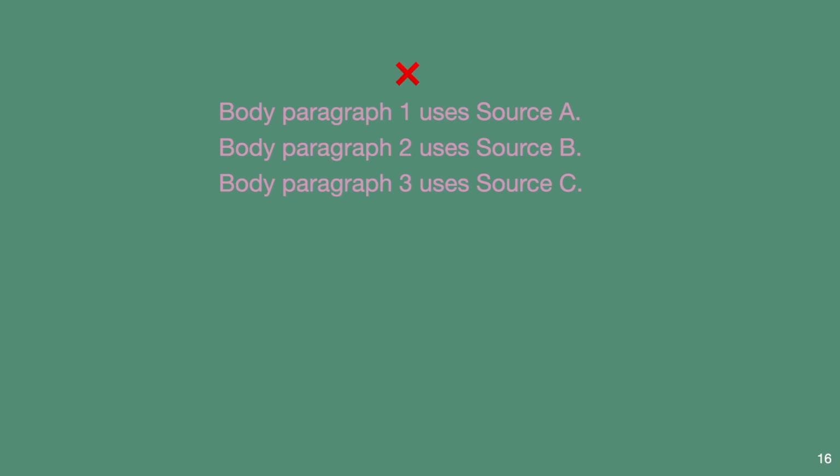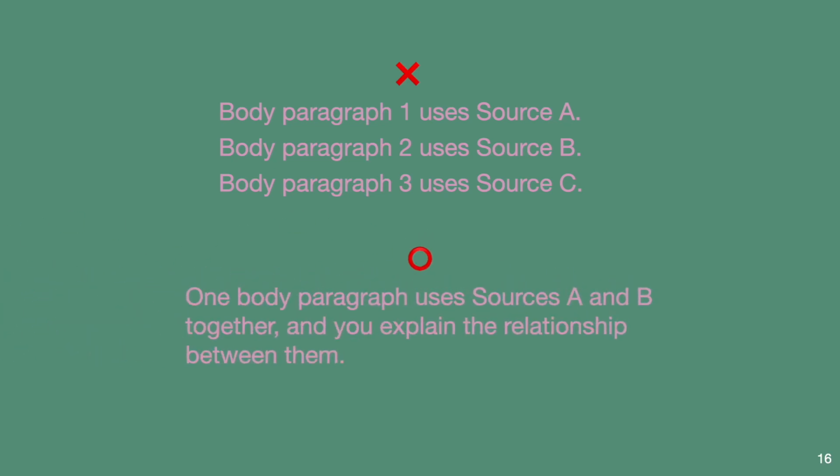Each source gets its own paragraph and they never interact. Here's what stronger essays do. One body paragraph uses 2 sources and you explain the relationships between them. For example, let's say you are arguing about the value of rewilding.